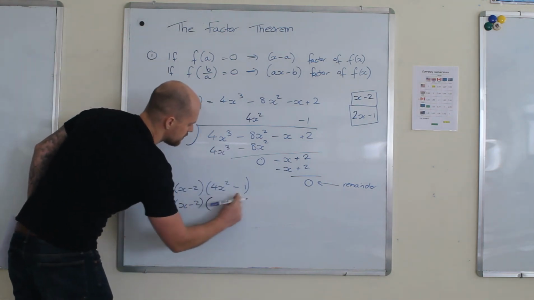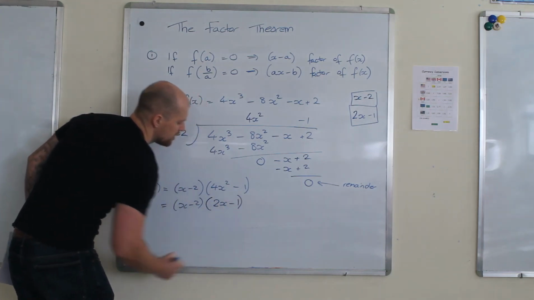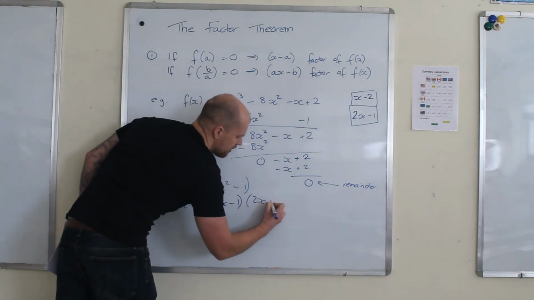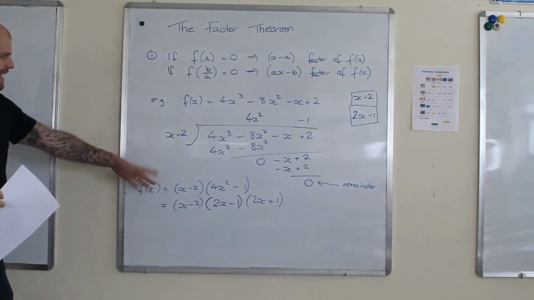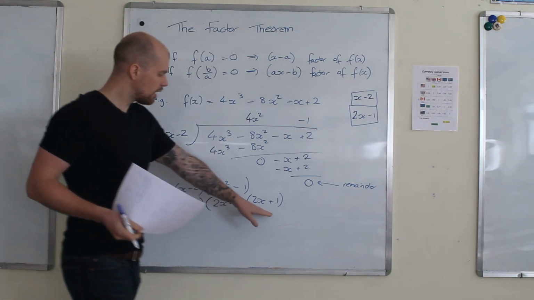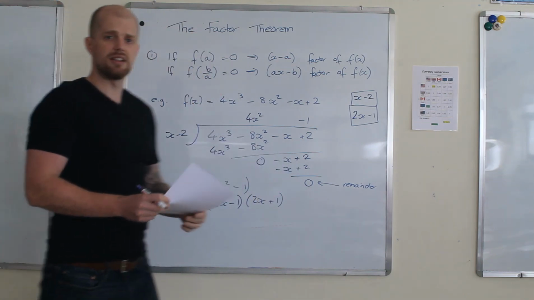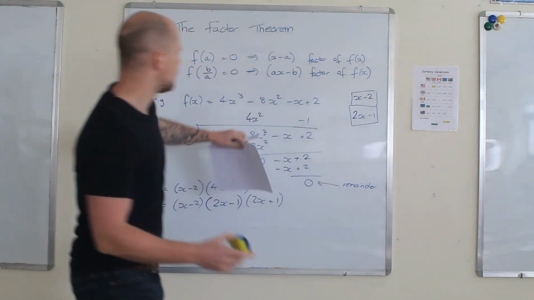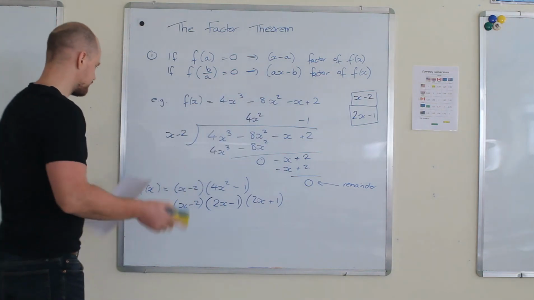And this is the difference of 2 squares. So that will give me my 2x minus 1 that I need, and my final factor would be 2x plus 1. So from this, I can see what my 3 factors would be: 2, a half, and minus a half. And that's basically what we've now proved of the factor theorem, sort of. We've proved that x minus 2 is definitely a factor because I've divided it through exactly.